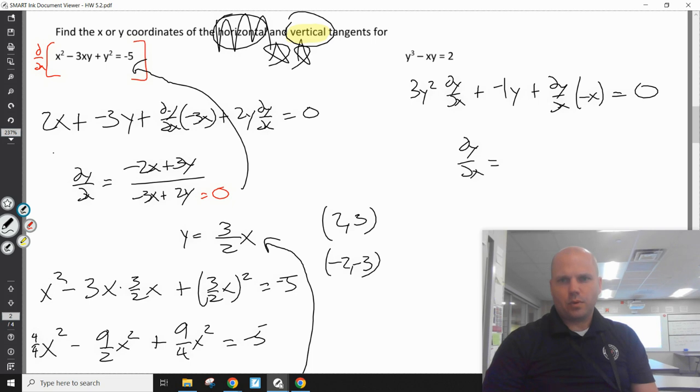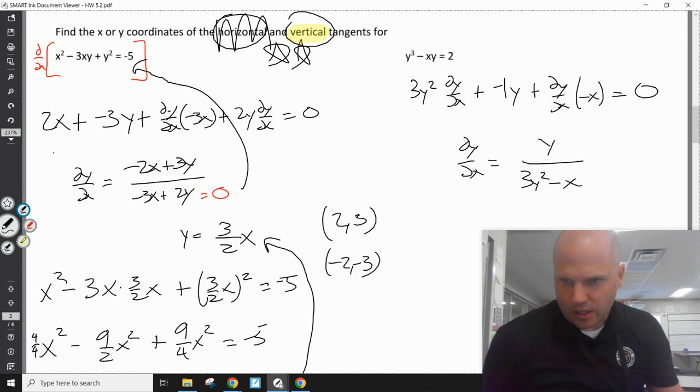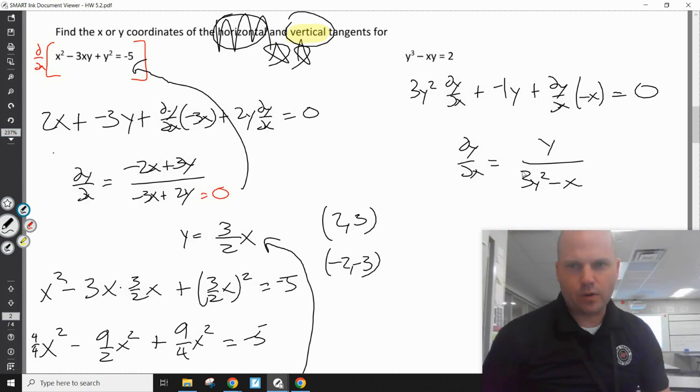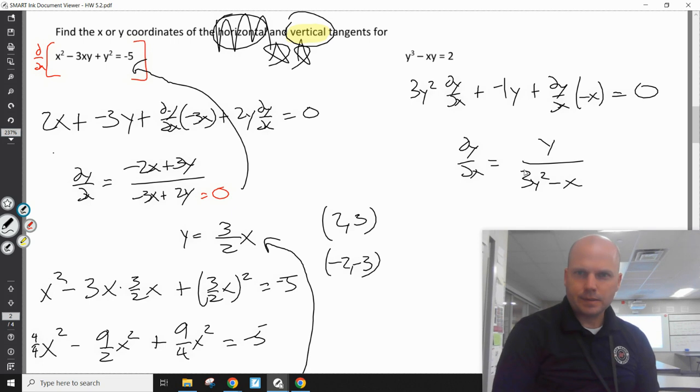I can do both. Let's do both. I get positive y over 3y squared minus x. This is actually the exact same thing we did in class. This is like the 2021 free response question. Take the numerator, set it equal to 0. Cool. You're trying to find your horizontal tangent.